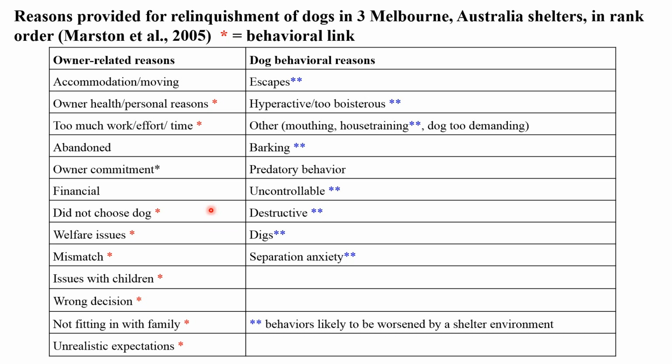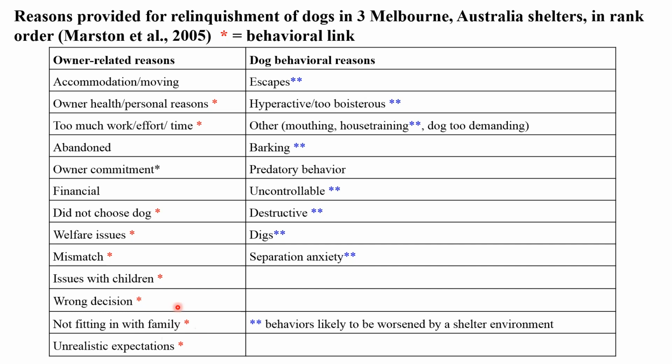A mismatch could be behavioral, could be physical, but often behavior is involved. Issues with children, whether kids are threatened or bitten. Wrong decision. And the wrong decision comes because the reason we grieve when we lose our companion animals is because of who they are, and their behavior determines who they are. And the reason we may have trouble loving some companion animals is because of their behaviors, and it's a wrong decision. Not fitting in with the family, again, generally behavioral and unrealistic expectations.